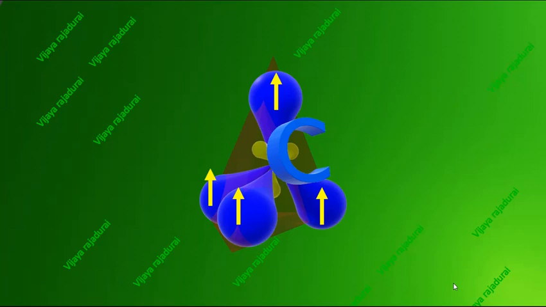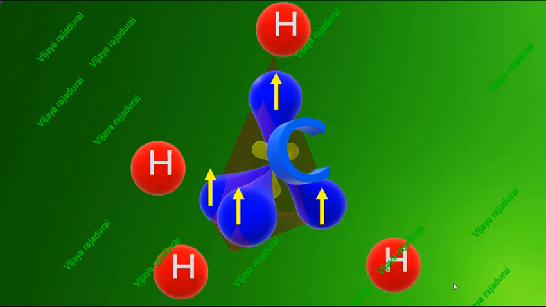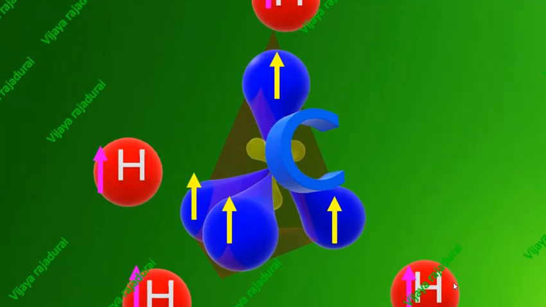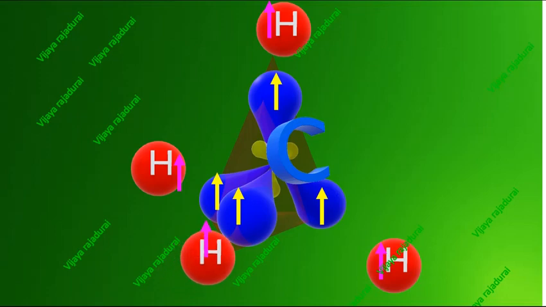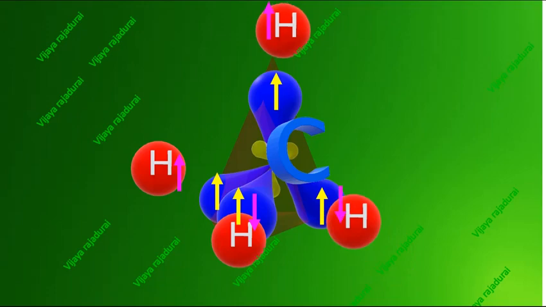Now the carbon atom has 4 unpaired electrons on each respective sp3 hybridized orbital, and similarly we have 4 hydrogens, each having one unpaired electron on its valence orbital. Here you can see the 4 sp3 hybridized orbitals linearly overlap with the 1s orbitals of the 4 hydrogens. This animation will give a clear picture of the linear overlapping of the 4 sp3 hybridized orbitals and 4 hydrogens.